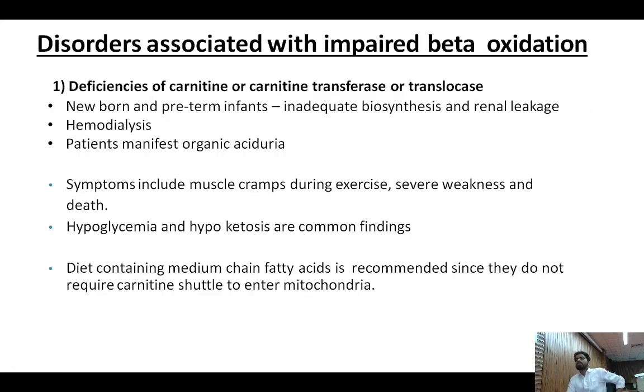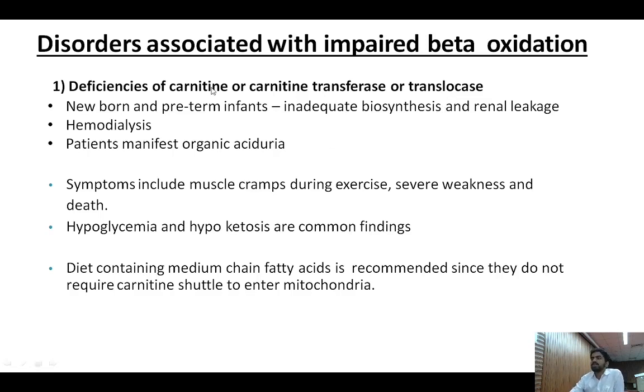Okay, now some disorders we will see. First is deficiency of carnitine. I told you carnitine is important, or carnitine transferase or translocase. Carnitine is required because carnitine combines with acyl coenzyme A forming acyl carnitine, right? Or carnitine transferase, because this reaction of combination of acyl coenzyme A with carnitine is catalyzed by carnitine transferase, either CPT1 or CPT2, or translocase, because this is required for the transport from the outer mitochondrial membrane to the mitochondrial matrix.